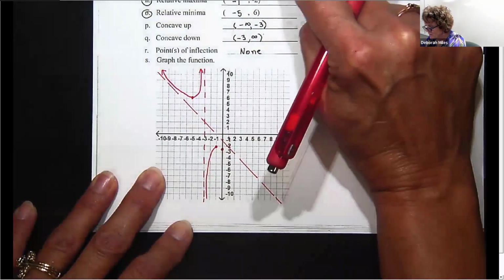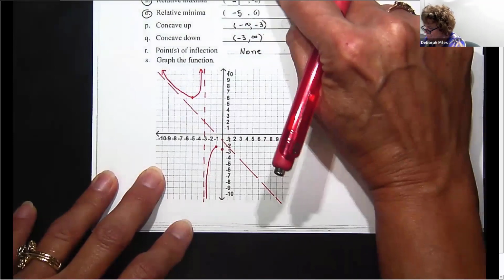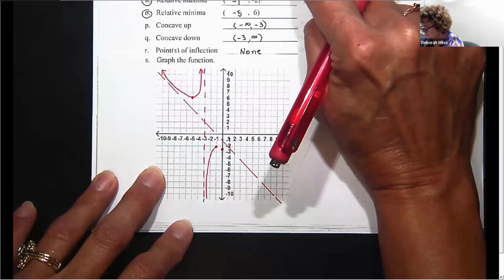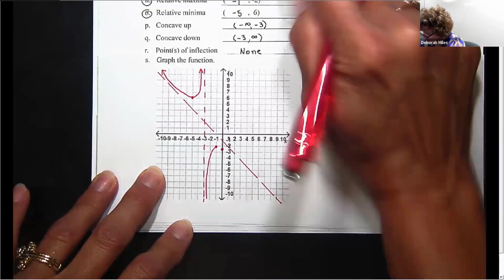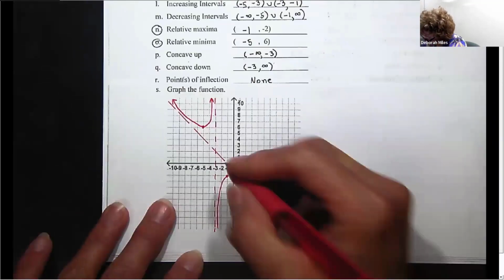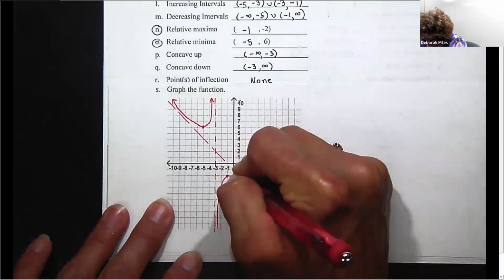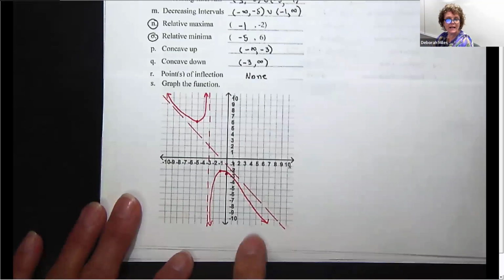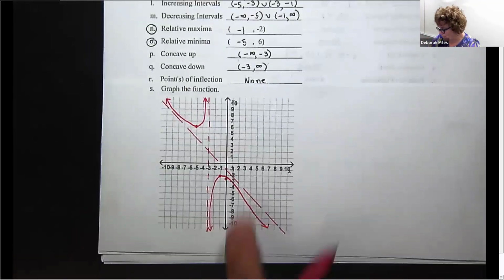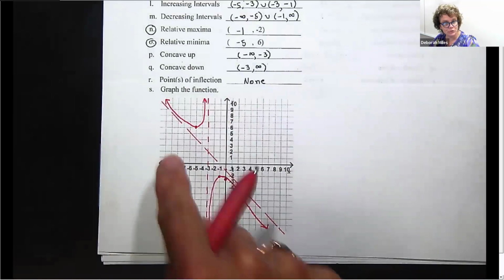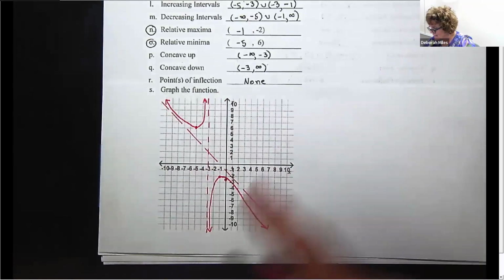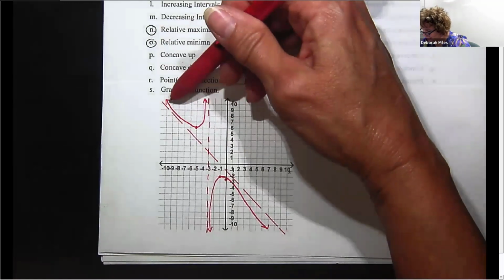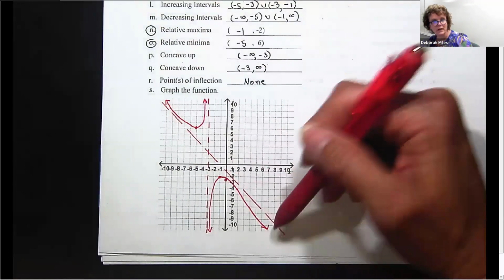And then from the relative max to infinity, the graph is decreasing and concave down. Decreasing, concave down, and approaching that asymptote, because that's what being an asymptote means. The graph keeps getting closer and closer to that diagonal line as x goes to negative infinity or as x goes to positive infinity.